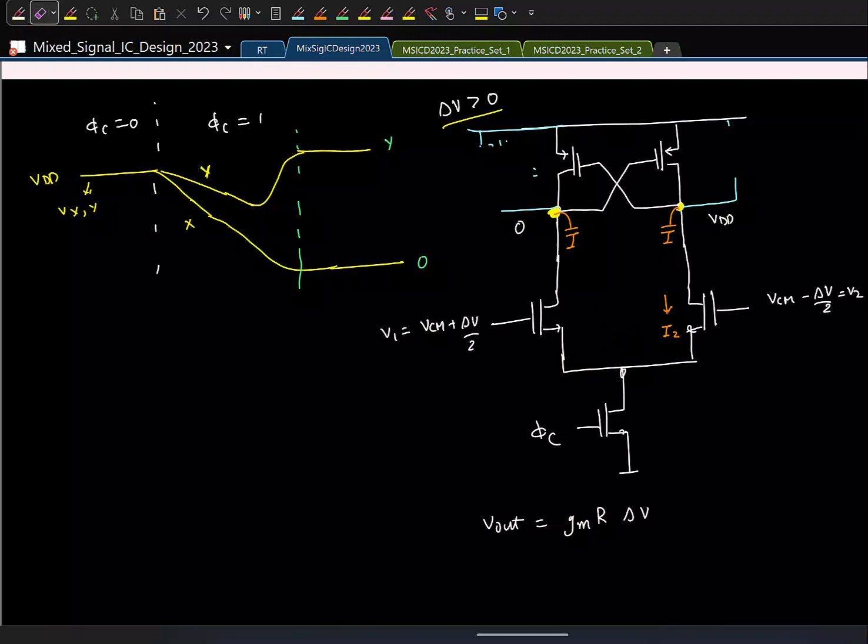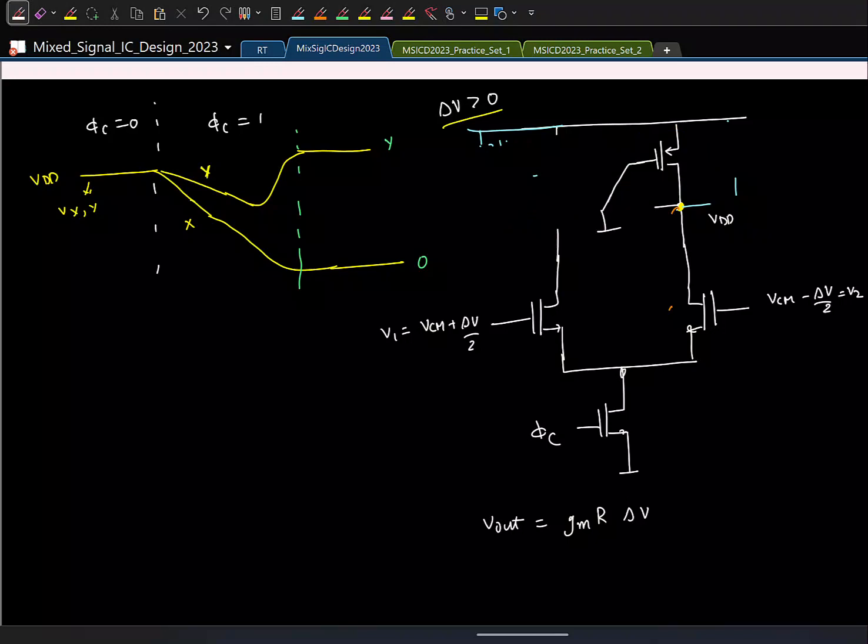I'll erase these guys. Okay, I'll erase the capacitors also for now. Now this is VDD. So what can you say about this transistor? That is off. For now, I'll erase this. It's not in the picture. What can you say about this transistor? That gate voltage is 0.